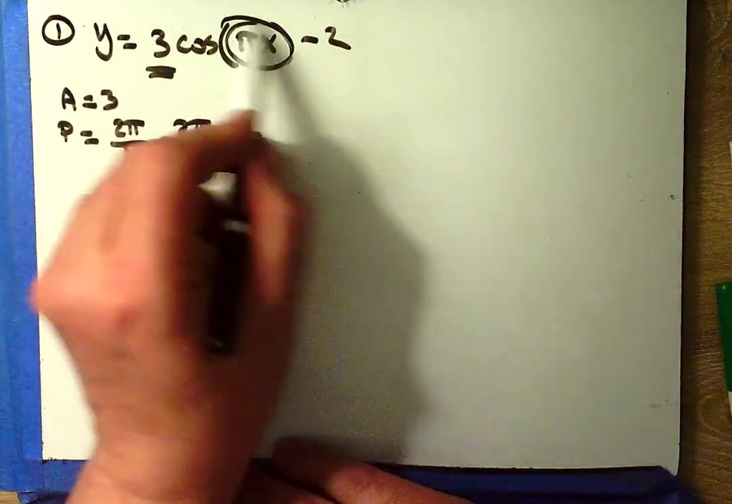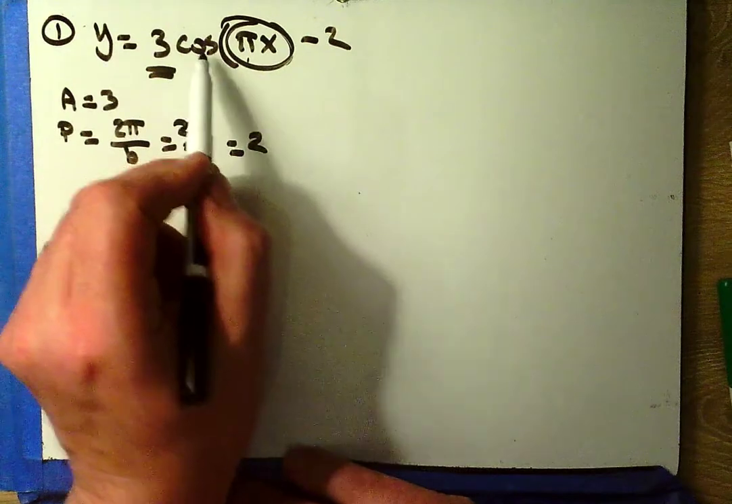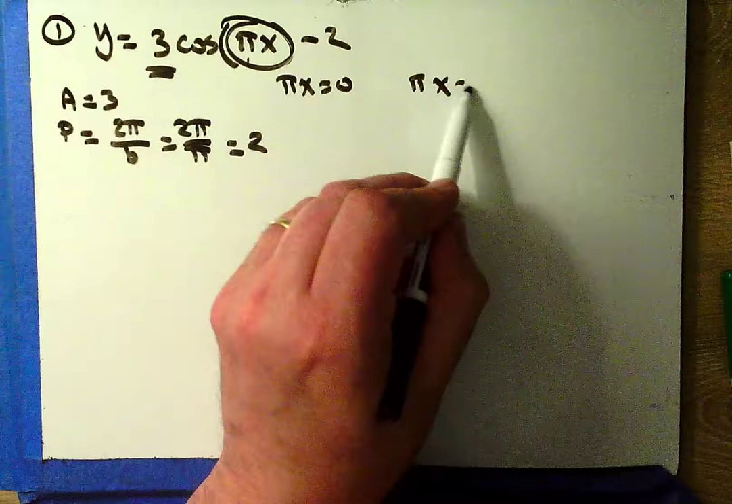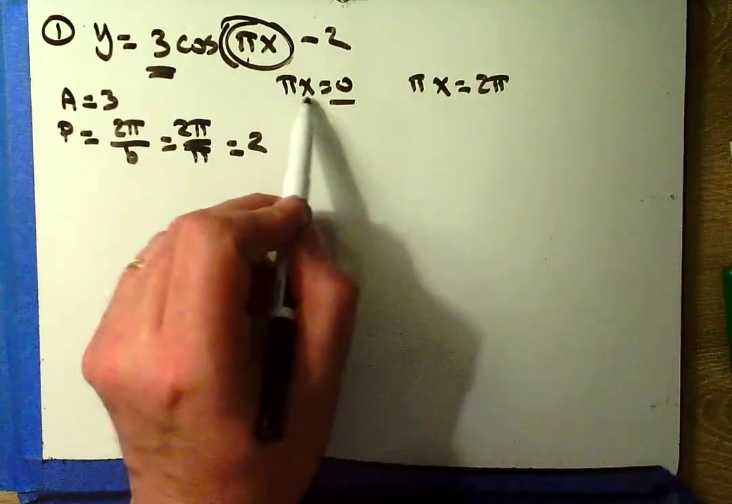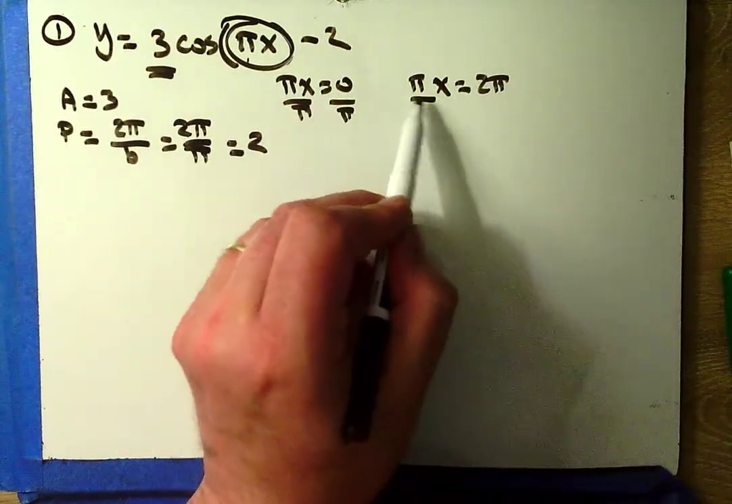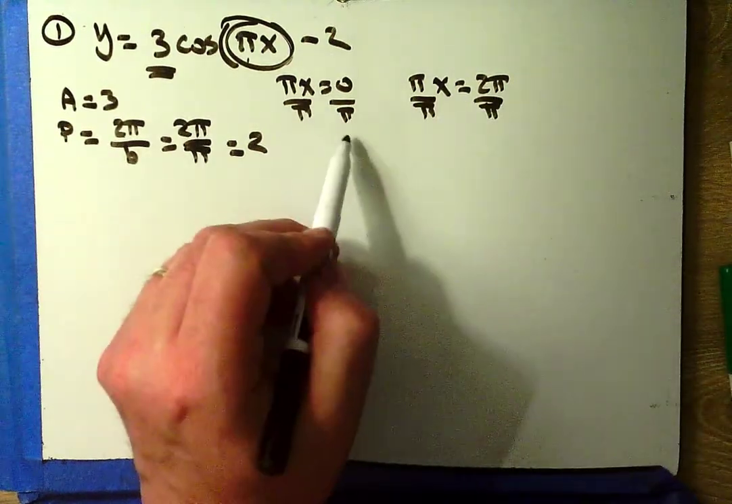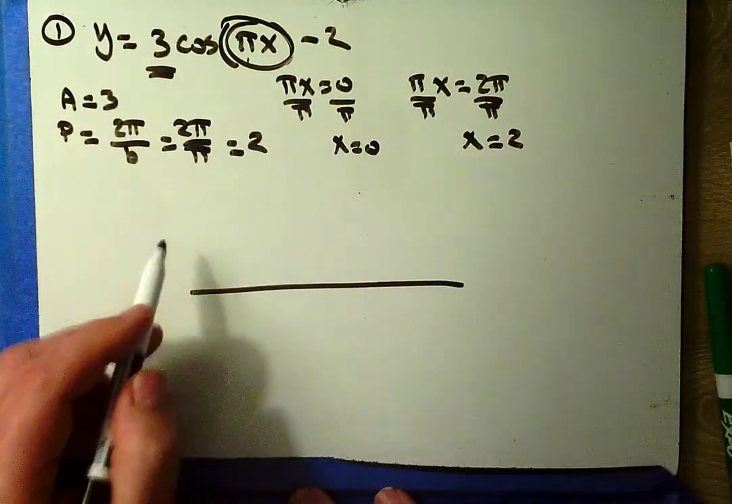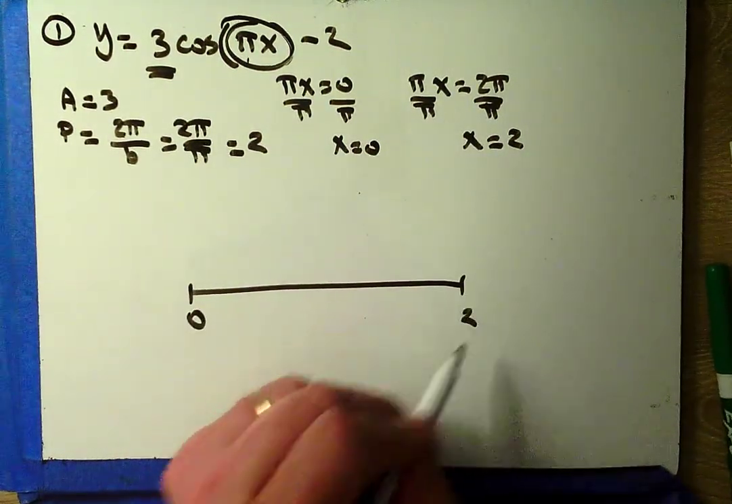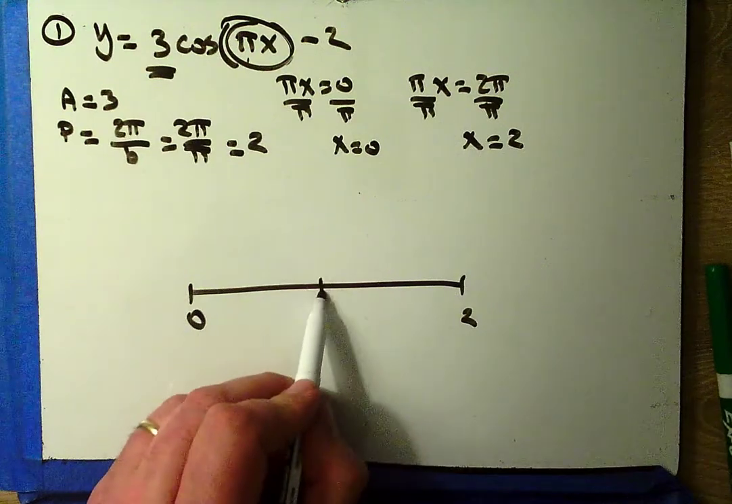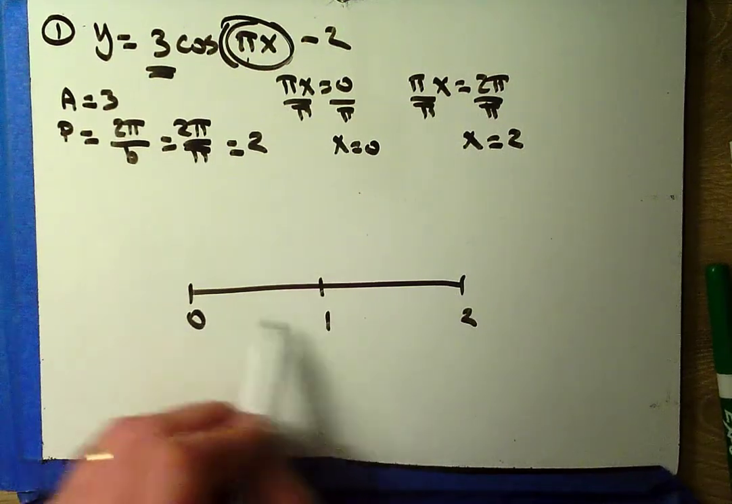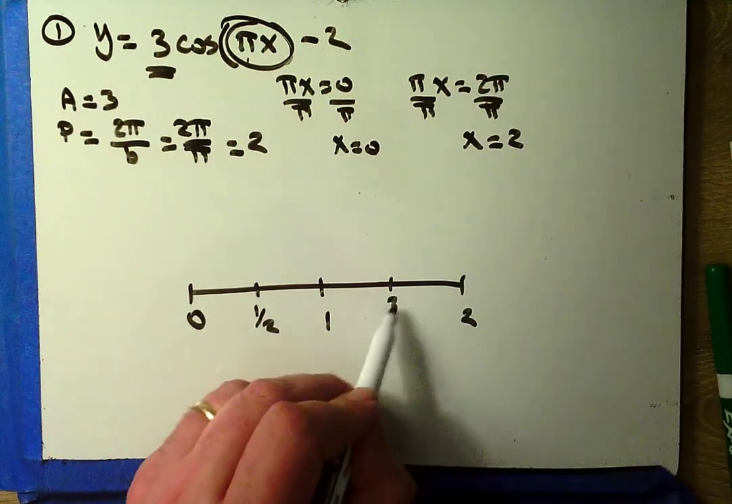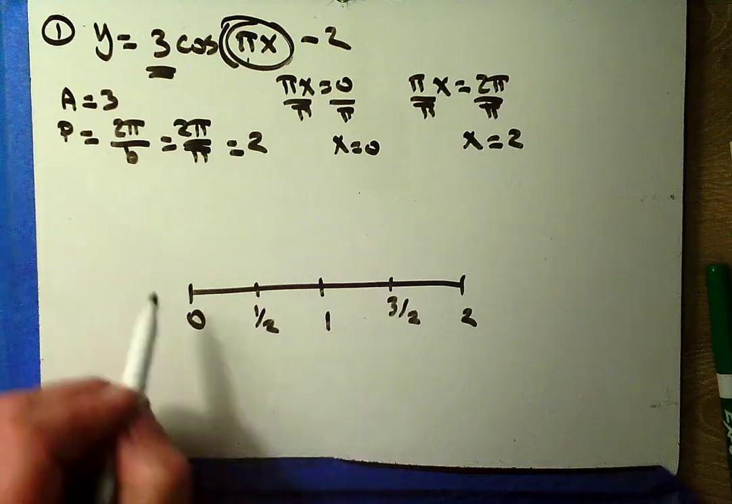So we set the argument equal to 0 and 2 pi for cosine. So pi x equals 0 and pi x equals 2 pi. We'll divide both sides by pi in each equation, and we'll get x equals 0 and x equals 2. So here's 0, here's 2. We need to find our quarter points. So first halfway, and then halfway between 0 and 1, and halfway between 1 and 2. Okay, we've got our quarter points.